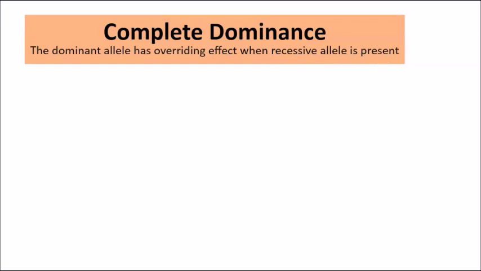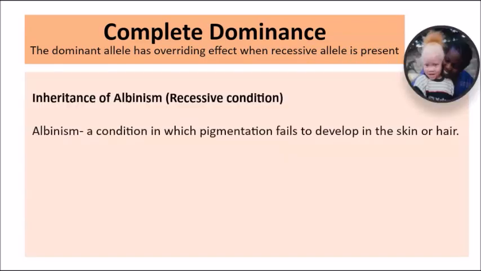And the example I'm going to look at is the inheritance of albinism, which is a recessive condition. Albinism is the condition in which pigmentation fails to develop in the skin or the hair. You can clearly see, this is a mother here with her daughter, and the daughter has no pigmentation, so she appears very pinkish, her hair is very light colored. You can see the differences between the daughter and the mother. Let's look at how this condition could be inherited.